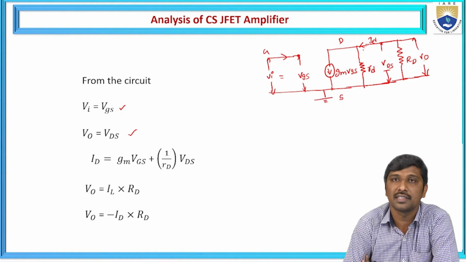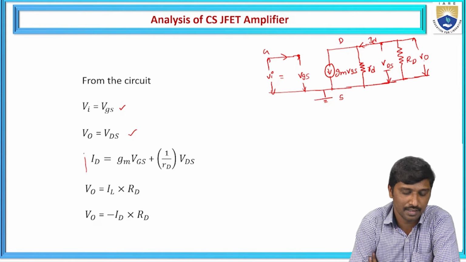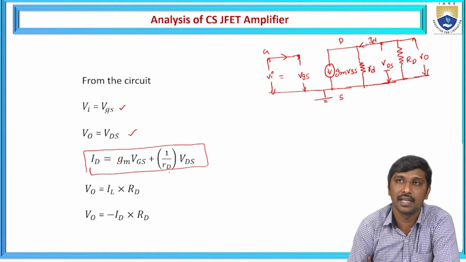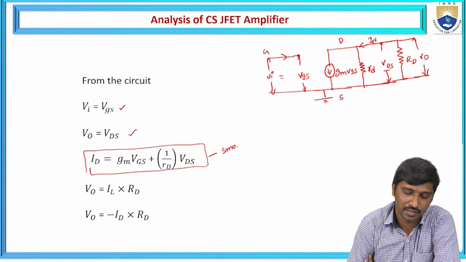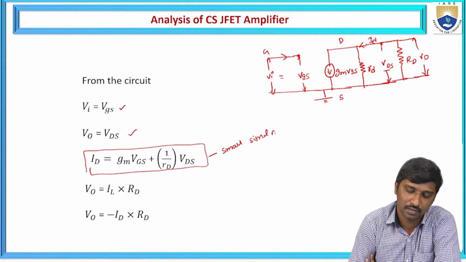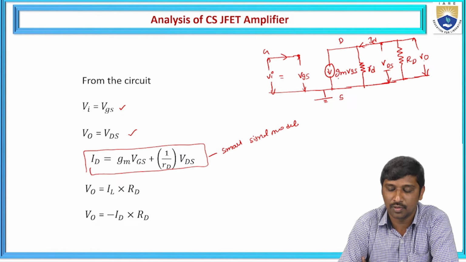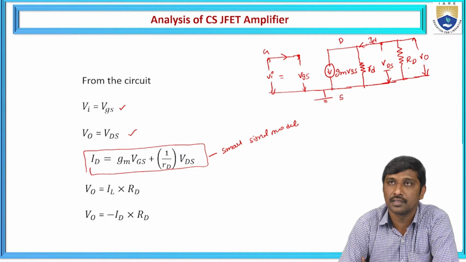And again, from the small signal model, we know that the drain current is represented as gm times VGS plus 1 by rd times VDS. So this is taken from the small signal model analysis. From this, you can represent ID is equal to gm VGS plus 1 by rd into VDS, that is VDS by rd. Now, again from the small signal equivalent circuit, if you want to find this output voltage, what is V0?